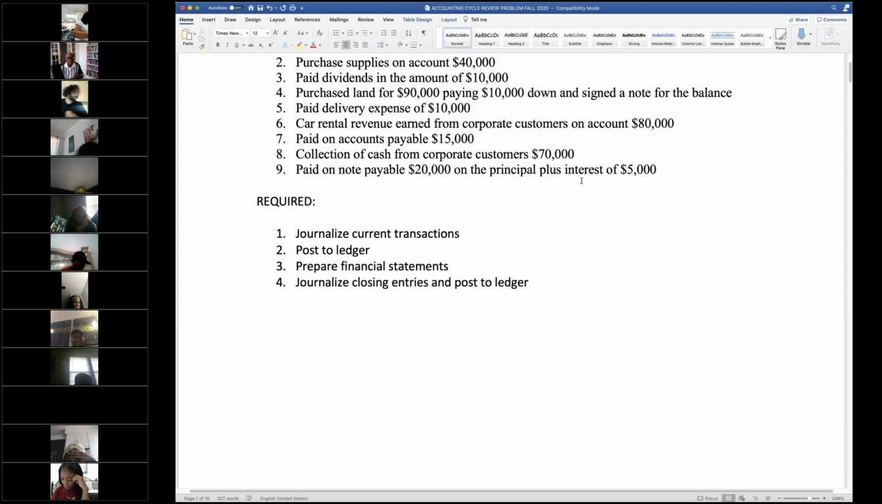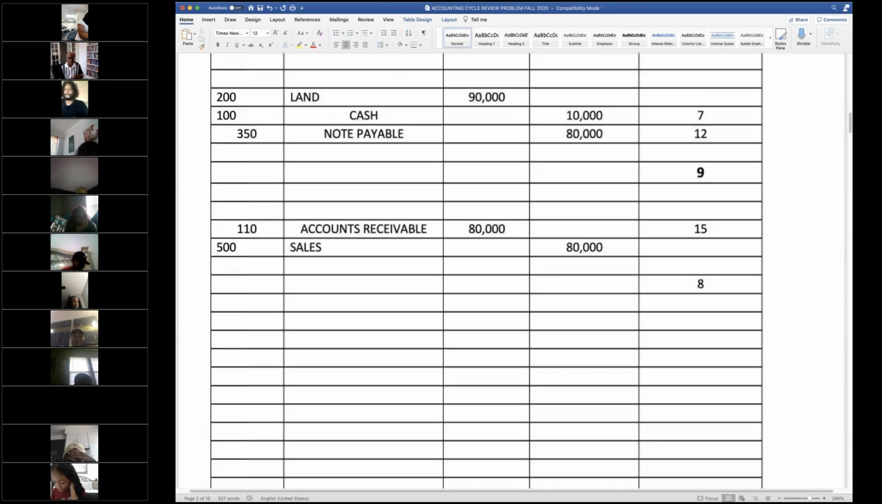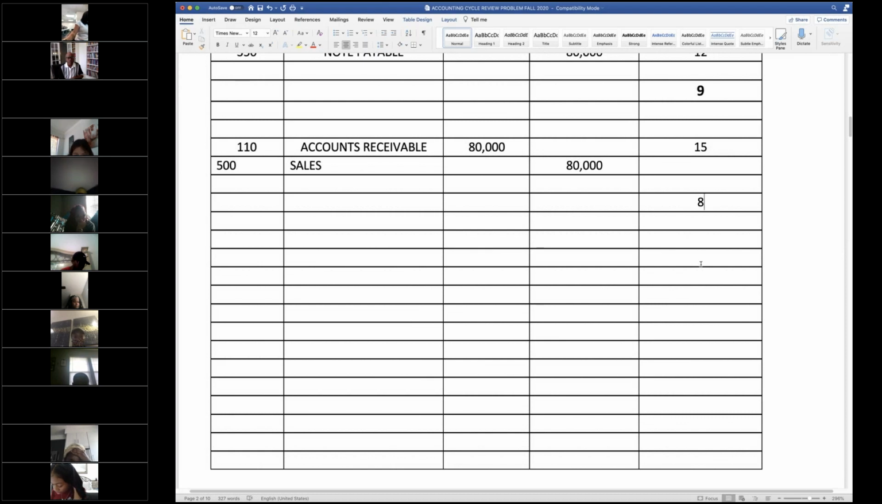Collection of cash from corporate customers. I will say, what's the type first? Give me the type. 3. That's a 3. So 100, we're going to debit cash. For how much? 70,000. And I think it's 110 accounts receivable, even though it didn't say pay on account, because it's collect corporate customers. Yes, it's accounts receivable.